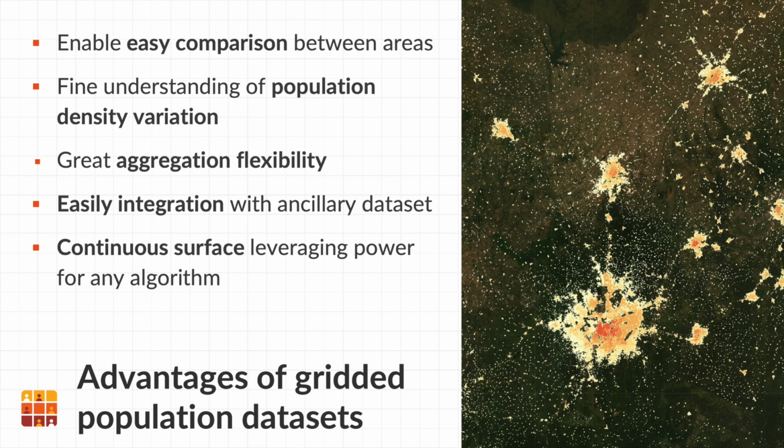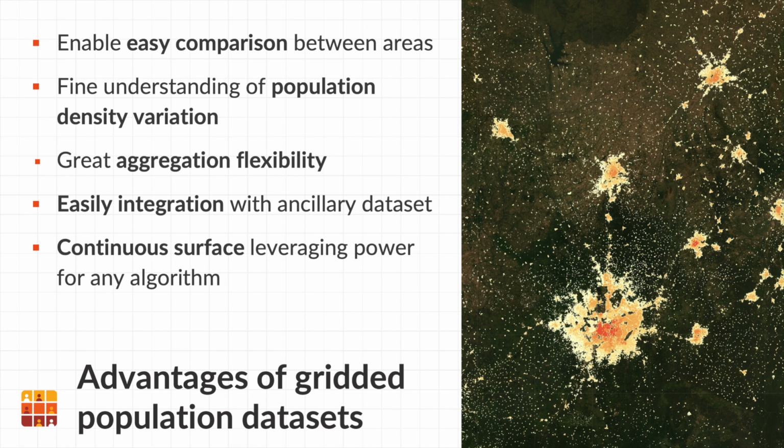We already saw that for visualization purposes, it's easy to compare between areas. You have a fine understanding of the variation of the population density. But it also offers great flexibility in aggregation. So with only one dataset, this gridded population dataset, you can at the same time have an estimate of the population living in a state or in a province, in a local government area, in a city, in a village, given the boundaries that you want. You just sum up the grid cells that are in the area of interest.